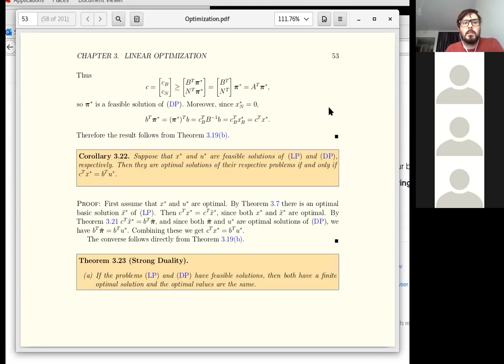And we can look at this C here. It's A transpose pi star. So this pi star is now a feasible solution. It's feasible, meaning that it's exactly equal to C. They have to be smaller than or equal to C, to satisfy the dual constraints. It's feasible there. And because in the optimal solution, X star_N, that's the null part, it's by definition zero because it was a basic solution, then we have that B transpose pi star is in fact C transpose X star.